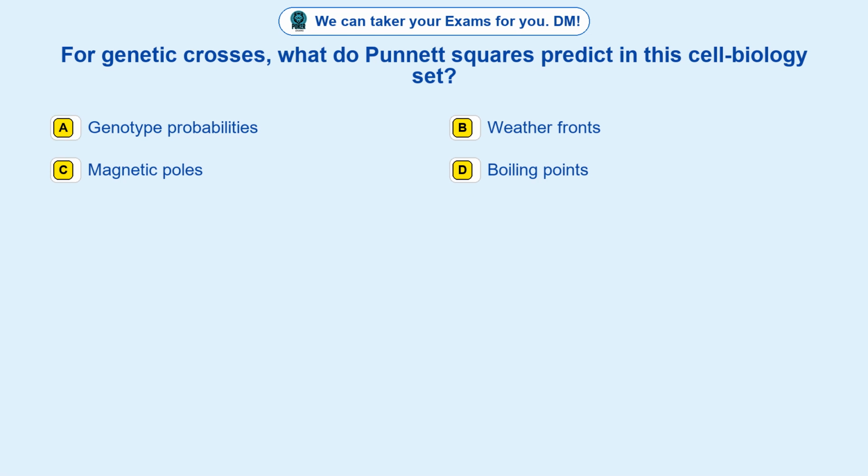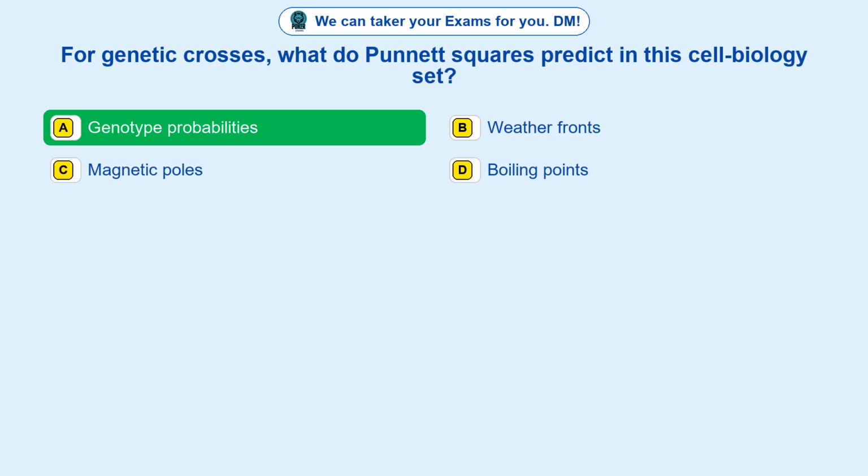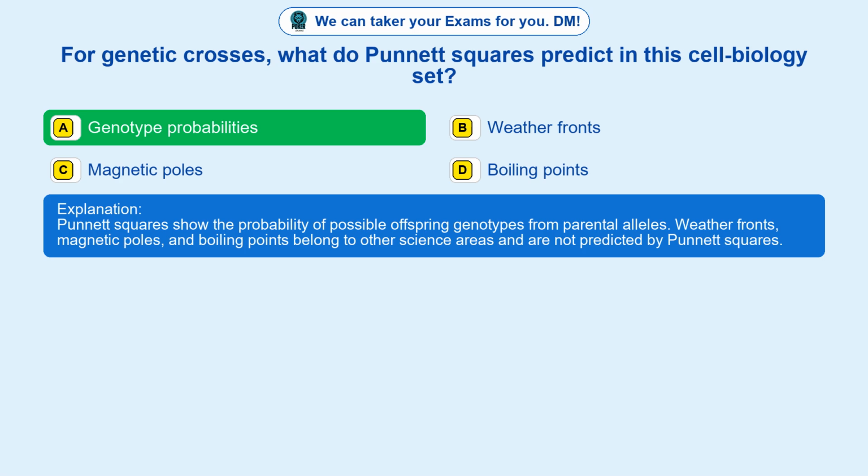Question 27. For genetic crosses, what do Punnett squares predict in this cell biology set? Option A, genotype probabilities. Option B, weather fronts. Option C, magnetic poles. Option D, boiling points. The correct answer is option A, genotype probabilities. Punnett squares show the probability of possible offspring genotypes from parental alleles. Weather fronts, magnetic poles, and boiling points belong to other science areas and are not predicted by Punnett squares.